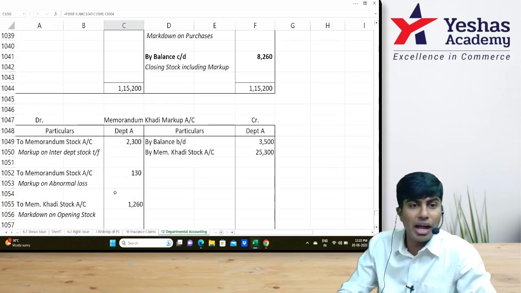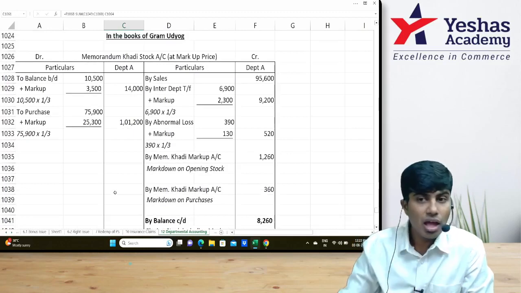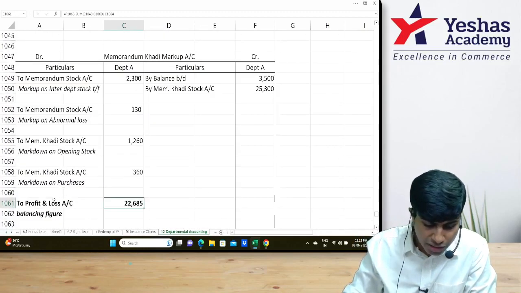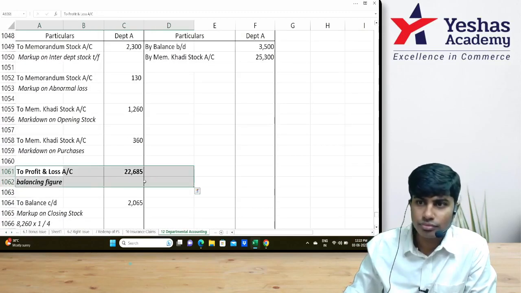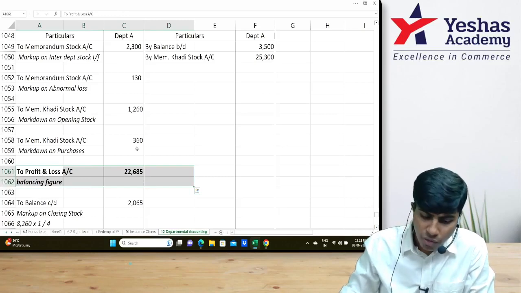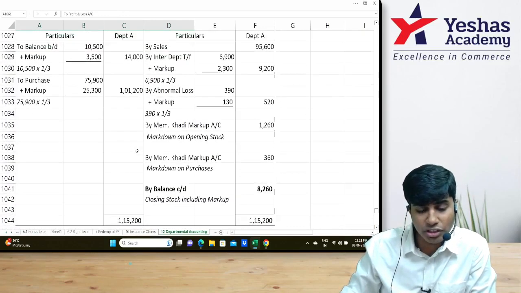Now, before I go there, I will tell you what is the difference between this and the ICAI answer. Shall I tell you what is the difference? In the ICAI answer, what they have done is they have not found profit here. Sir, then where did they find profit? They found part of the profit in the markup account, part of the profit in the stock account.